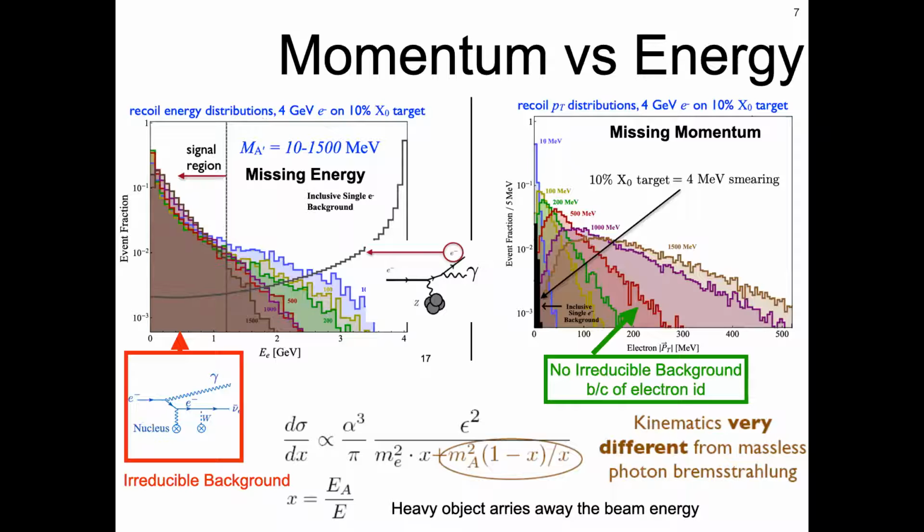And so all of these different colors are different dark photon masses. You can see basically all of them, once you add a mass, suddenly take out a lot of energy of the electron. The cross section for this is like this. Effectively, you add this mass term. I won't walk through that, but suffice it to say, once you add the mass term, the dark photon takes a lot of energy away.